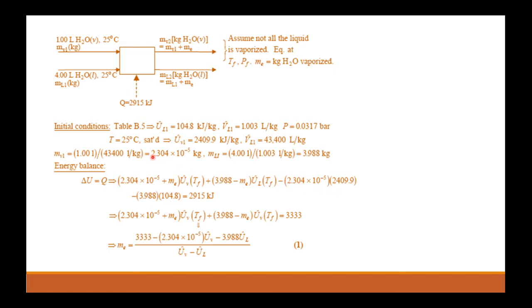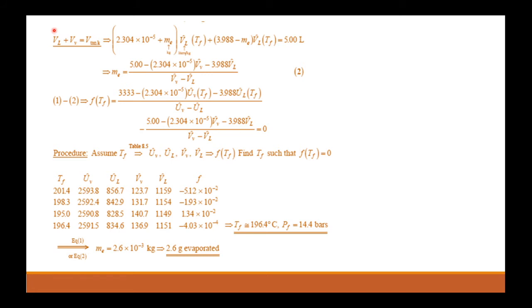So this is MV1 multiplied by this, minus this, multiplied by, where is this? Here. And that gives us 2915 kilojoule. So bringing forward, simplify your equation and we get ME to be this equation. Now this is your equation 1.